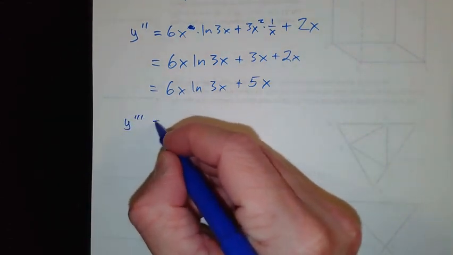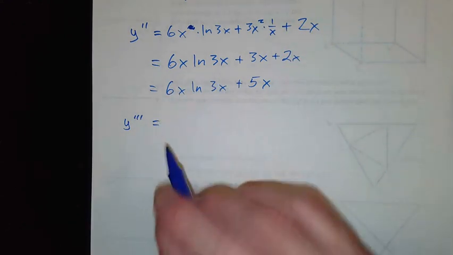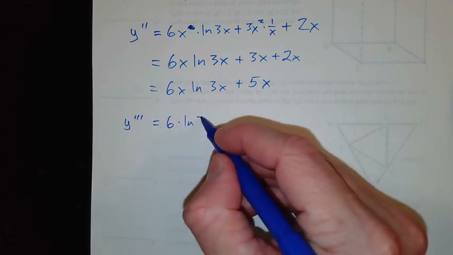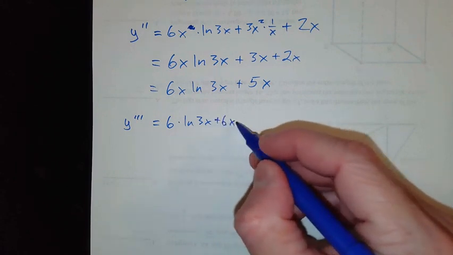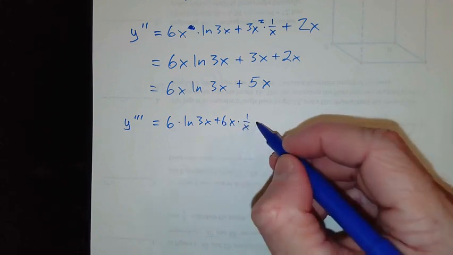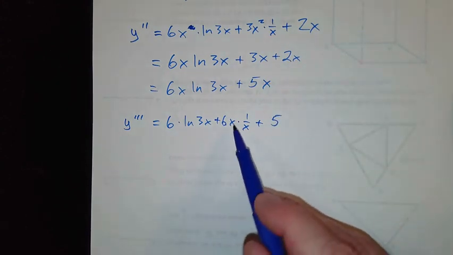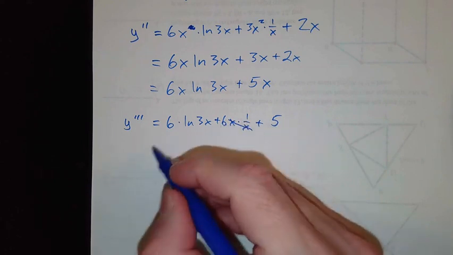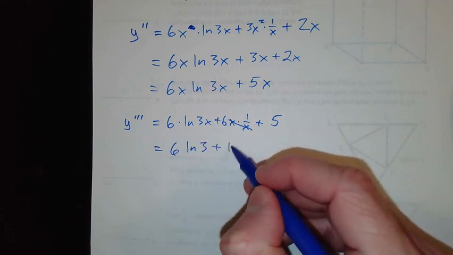My third derivative, here we go again. I've got a product. I've got a function of x times a function of x. So my derivative is the derivative of 6x times the natural log of 3x, plus 6x times the derivative of the natural log of 3x. For the third time in this problem, it is 1 over x, plus the derivative of 5x is just 5. Well, look at this. X times 1 over x cancels out. All I really have here is 6 plus 5. That's just 11. 6 times the natural log of 3x plus 11.